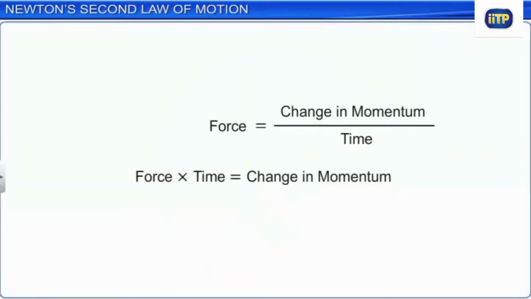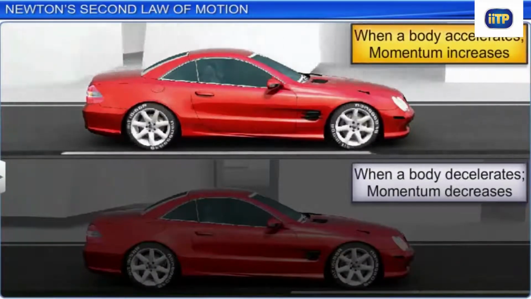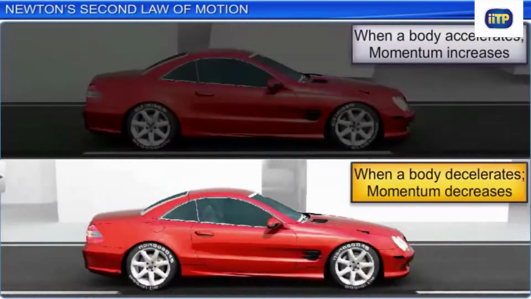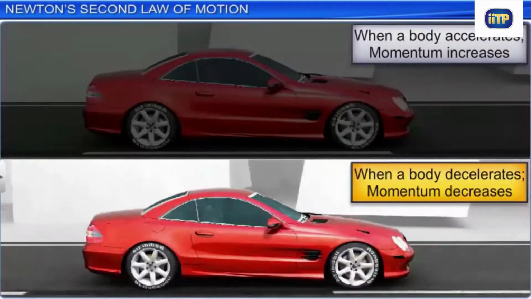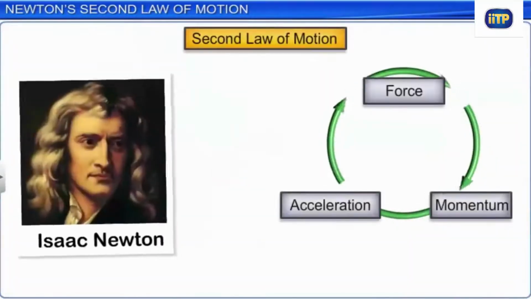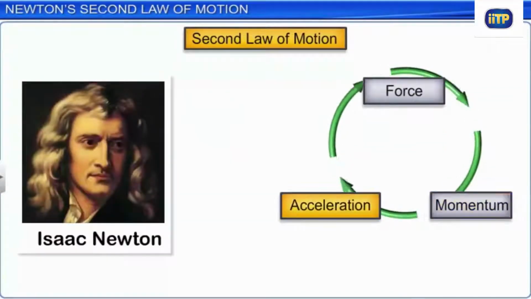From these examples, we have understood that a force has to be applied on a body for some length of time, during which a change in momentum is taking place. In other words, the momentum of an object increases when it accelerates and vice versa. Therefore, the rate of change of momentum depends on the acceleration of the object. Newton's second law of motion brings out this relationship between momentum, acceleration, and force.